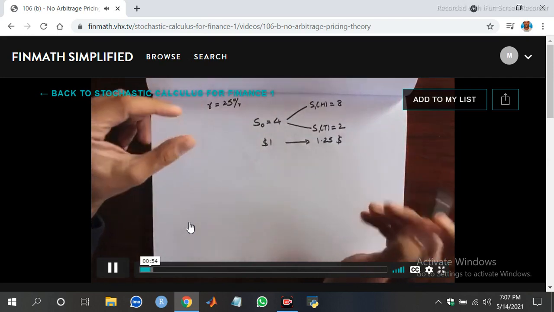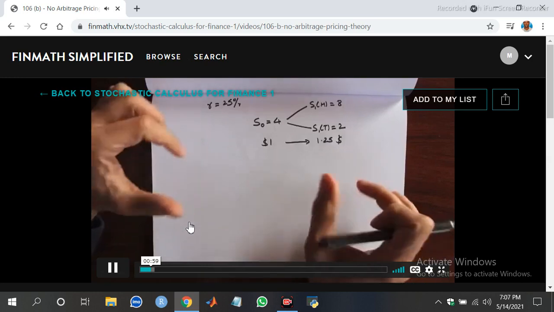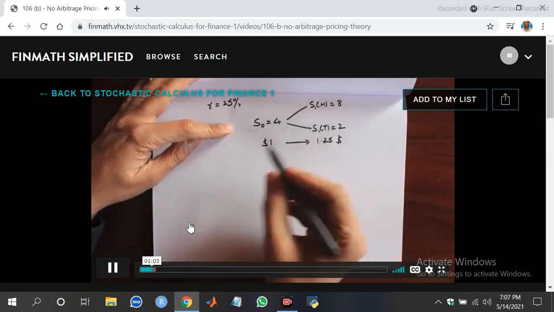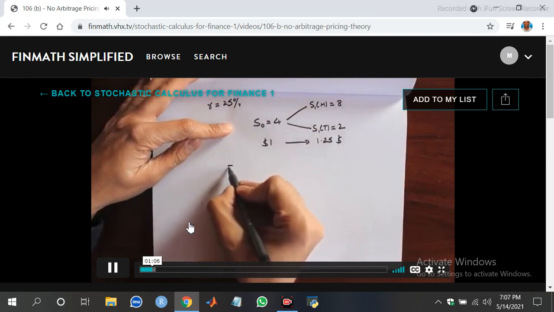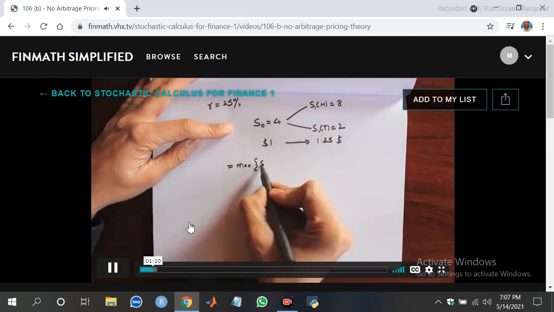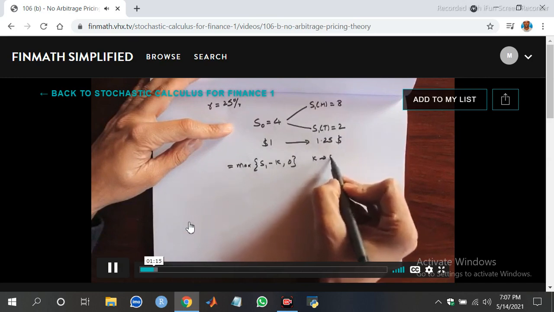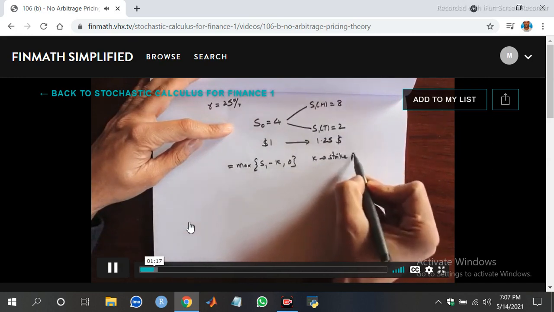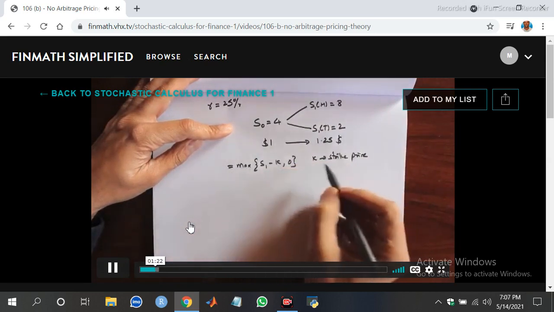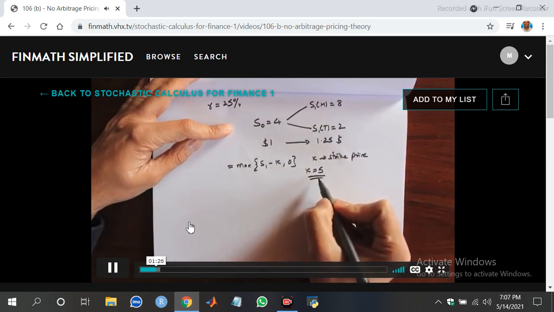Now what I would like to do is calculate the value of a European call option. Okay, and most of you already know what a call option is. A call option is basically a security that has a payoff equal to max of S1 minus K and 0, where K is the strike price. Okay, so let's assume for our European call option K is equal to 5. Okay, the strike price is 5.